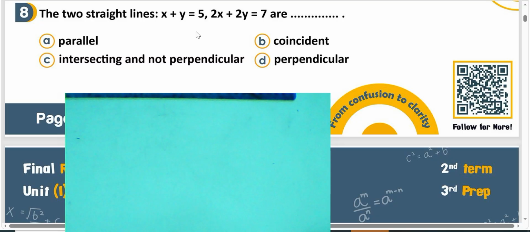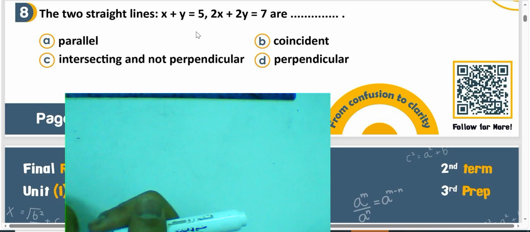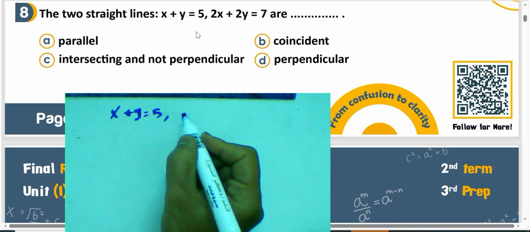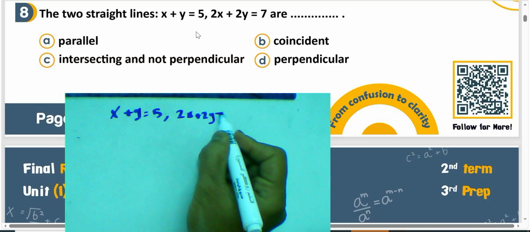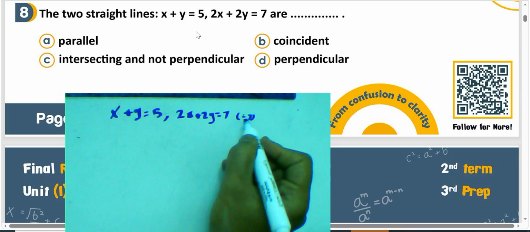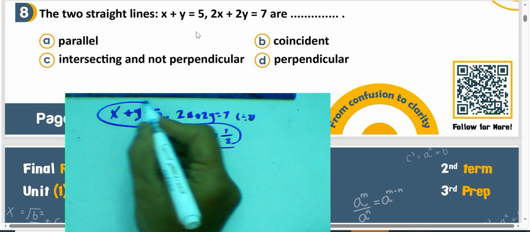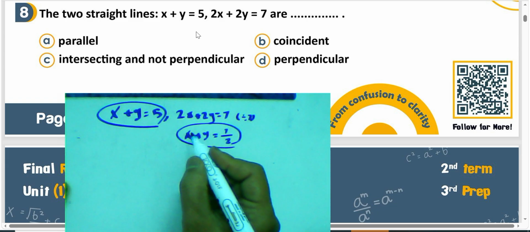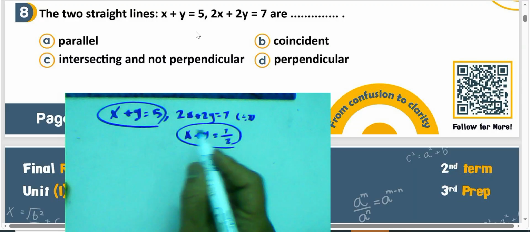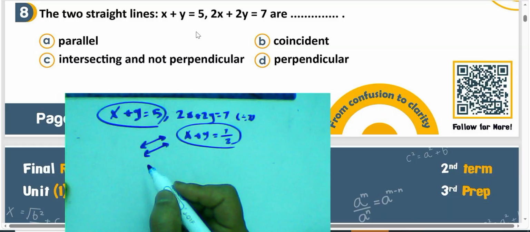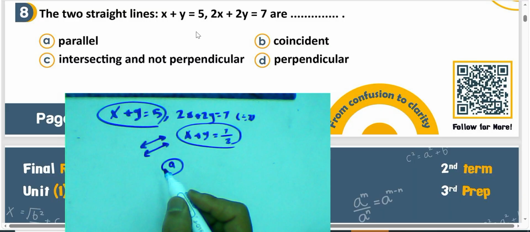Two straight lines here. We solve like the previous example. If we divide the second equation by two, then we have two parallel straight lines. Look here, we have x plus y equals 5 and 2x plus 2y equals 7. We can divide the second equation by two to simplify it. Then x plus y equals 7 over 2. Comparing this second equation and the first equation, the coefficient of x equals the coefficient of x and the coefficient of y equals the coefficient of y, and the constants differ. Then they are parallel. The number of solutions will be 0. Okay, choose letter A.